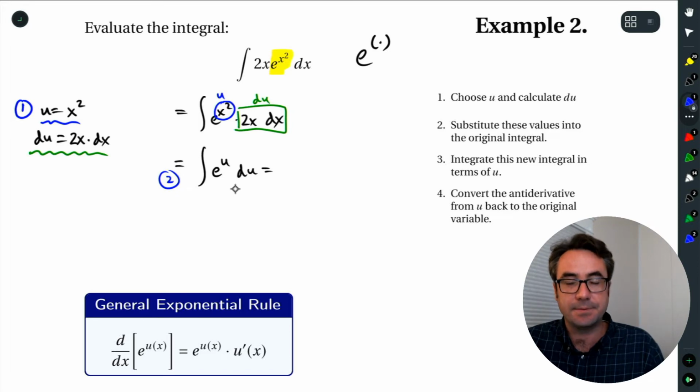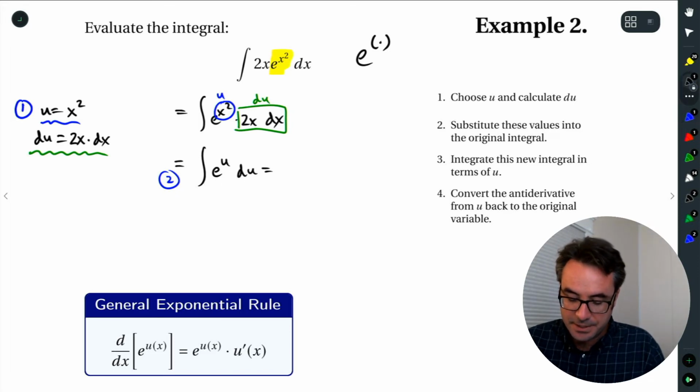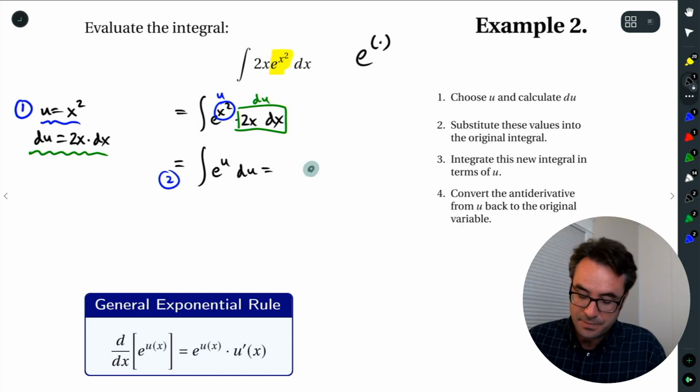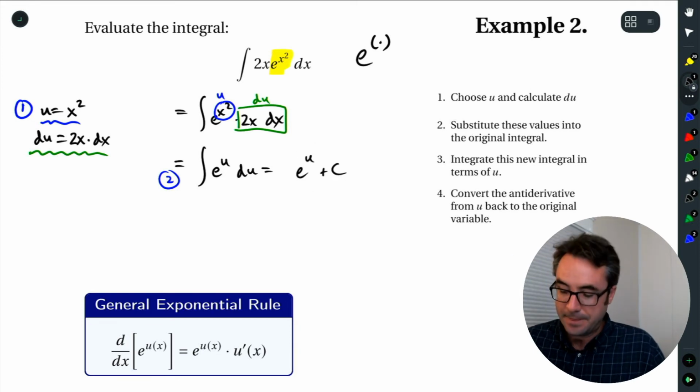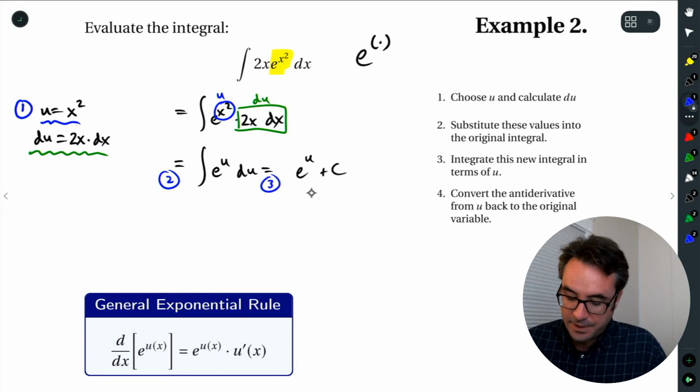Now we're ready to integrate. And the integral of e to the u is nice. That's one we can just do. It's just e to the u plus c. Once we find the antiderivative, the integral sign and the differential are gone. So once we find our antiderivative, here it is. No more integral sign, no more du. So now this is our function, e raised to the power u plus c. That's what we get after finding the antiderivative.